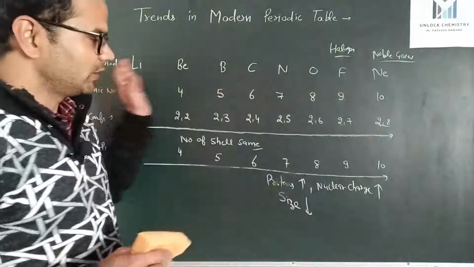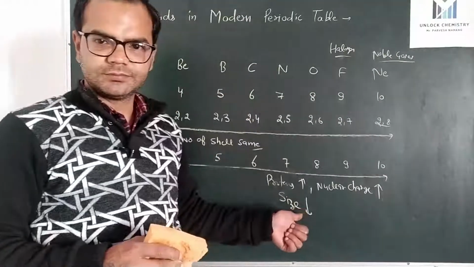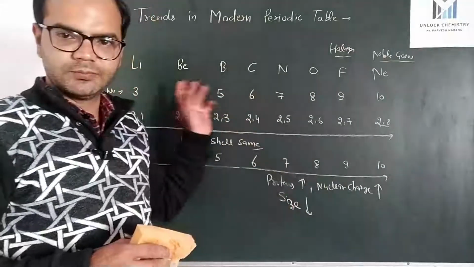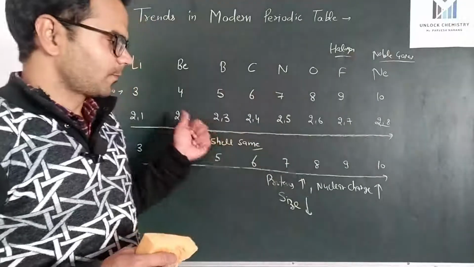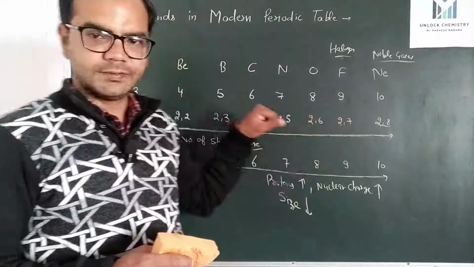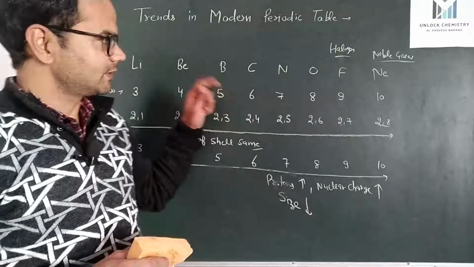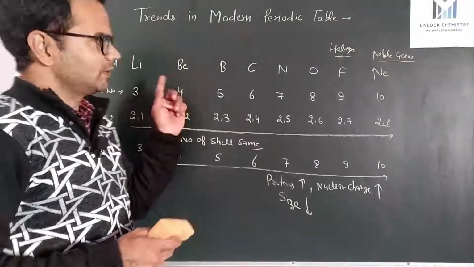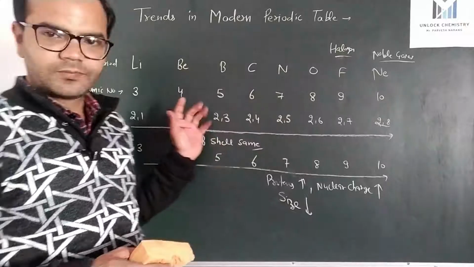Otherwise, there is a gradual decrease in size in a period. And why decrease? Because of increased nuclear charge that reduces the size of an atom. So that is our property number 1, atomic size in a period and in a group.